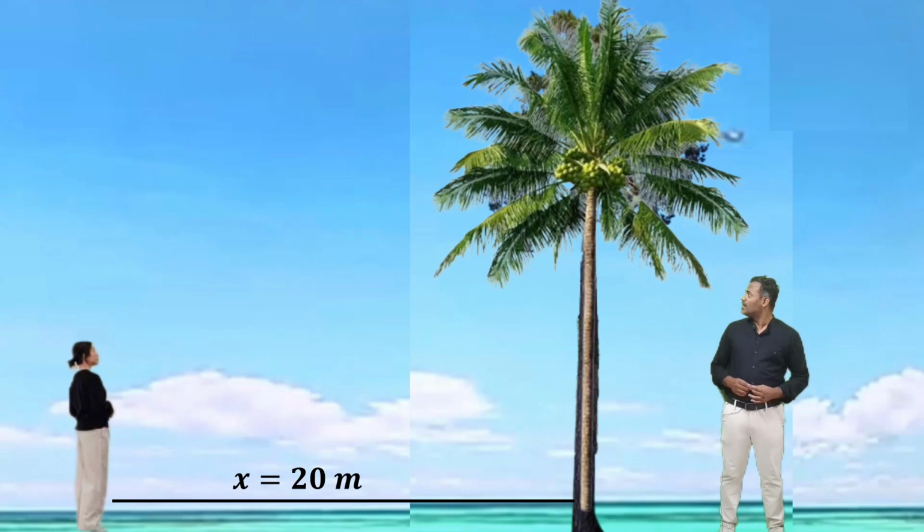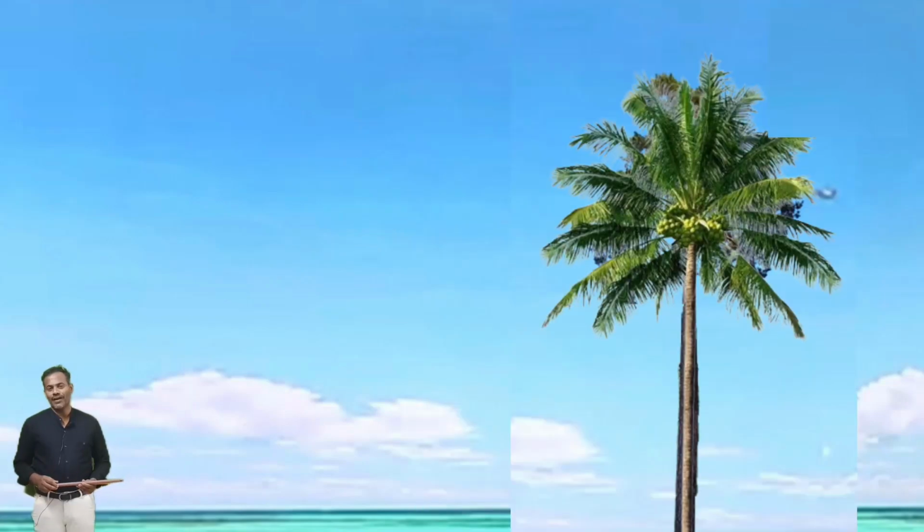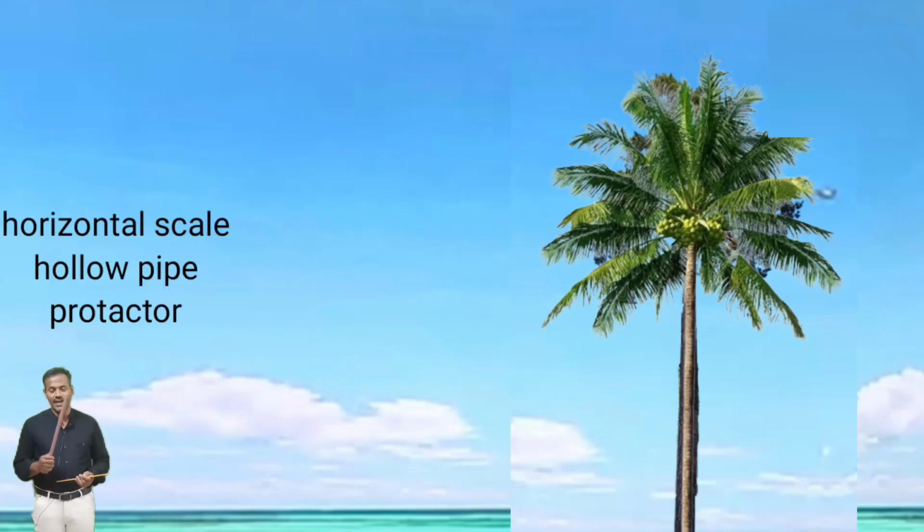On the other hand, measuring the angle to the top of the tree is also very easy. Now children, we are going to find the angle to the top of the tree. What do you need? Yes, you need a horizontal scale, a hollow pipe, and a protractor.